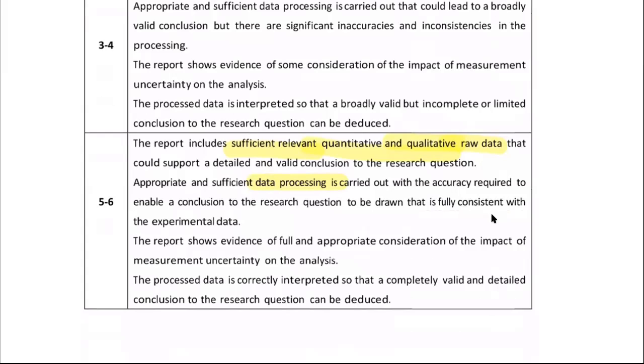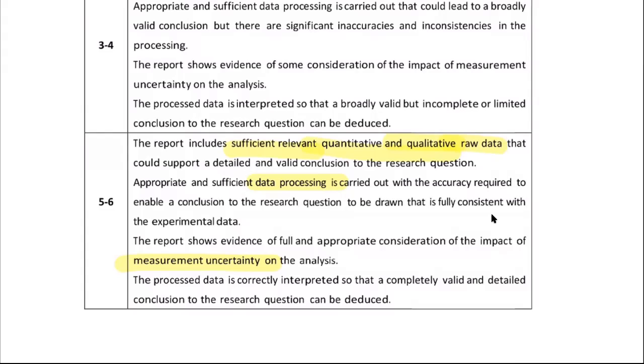The report shows evidence of full and appropriate consideration of impact of measurement uncertainty. So that means that all of your errors are propagated. All those uncertainties are propagated throughout calculations, and you include uncertainties on all of your numbers and measurements and calculations, and also on graphs, okay?